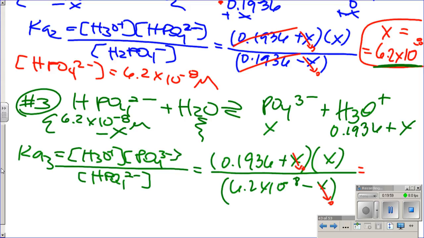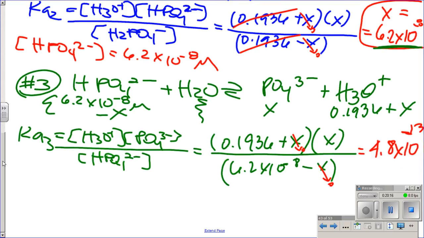Which is 4.8 times 10 to the negative 13. So yeah, we're pretty far away here. You can see that it's a lot lower than Ka1 and Ka2. All right, and then X, when you take your 4.8 times 10 to the negative 13 times your 6.2 times 10 to the negative 8, divide by your 0.1936, that's the math I just said.